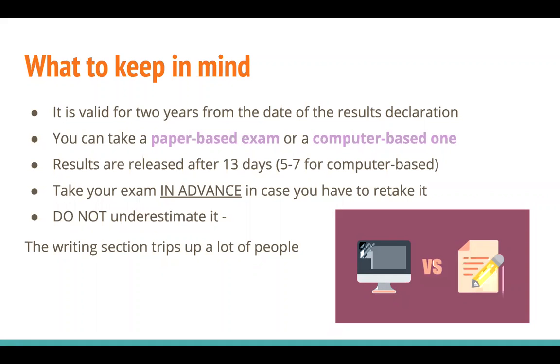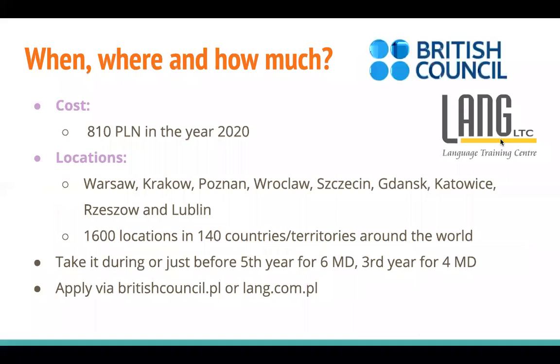The writing part is the one that trips up a lot of people, so we'll give a few tips at the end. It costs 810 zlotys, which is about £180. Warsaw has both computer and paper-based, while other centers like Krakow and Poznan are only paper-based. It's taken all over the world, so you can even do it in your home country if you're back home now. You should do it in your 5th or 6th year, or 3rd or 4th. In Warsaw, there are 2 centers, the British Council and Lang. It's very nice because you have a bigger availability of dates.